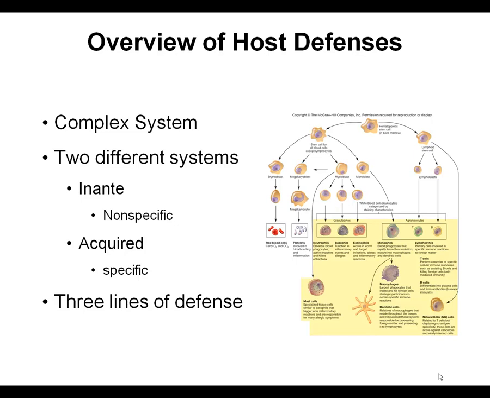Our defense system can be broken down into two different systems, our innate or nonspecific and our acquired specific immunity. We have three lines of defense. These are your first, your second, and your third lines of defense. These three lines of defense can be divided into our innate and our acquired immunity. Your defense system is a very complex system. It's not necessarily complicated, but there are a lot of things going on that allow these systems to take on some very specific jobs to keep the body from becoming invaded by microbes that could otherwise cause damage.